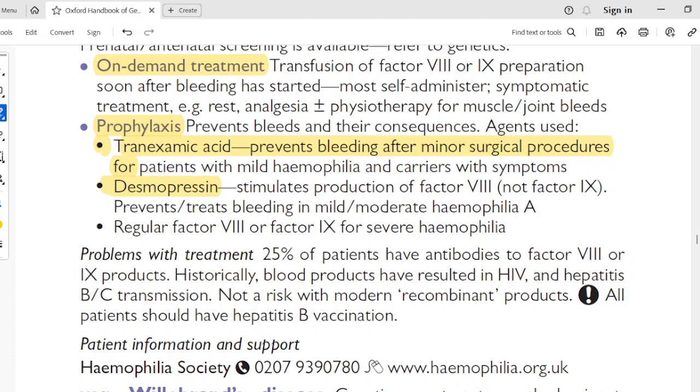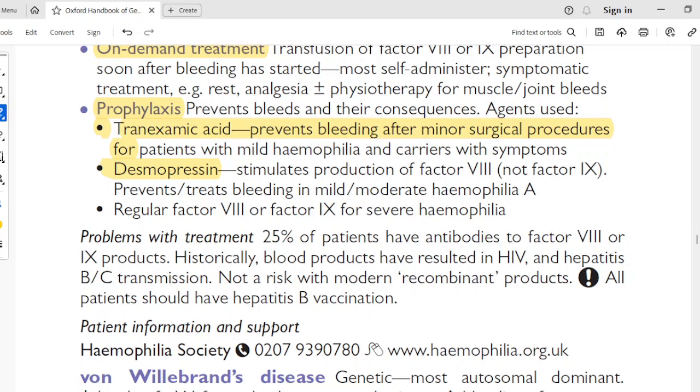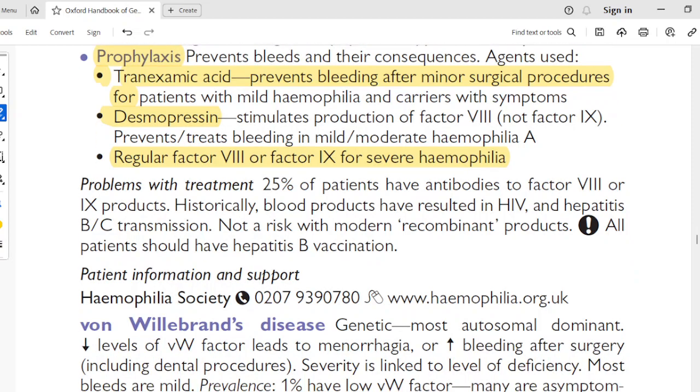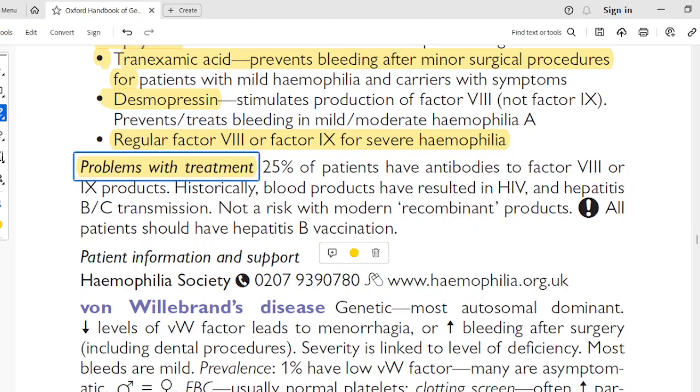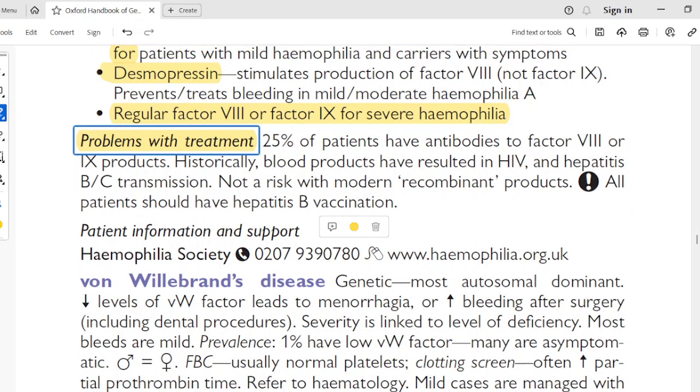Regular factor 8 or 9 for severe hemophilias. So desmopressin can be used in factor 8 deficiency. Tranexamic acid in cases of bleeding, to prevent bleeding after minor surgical procedures.